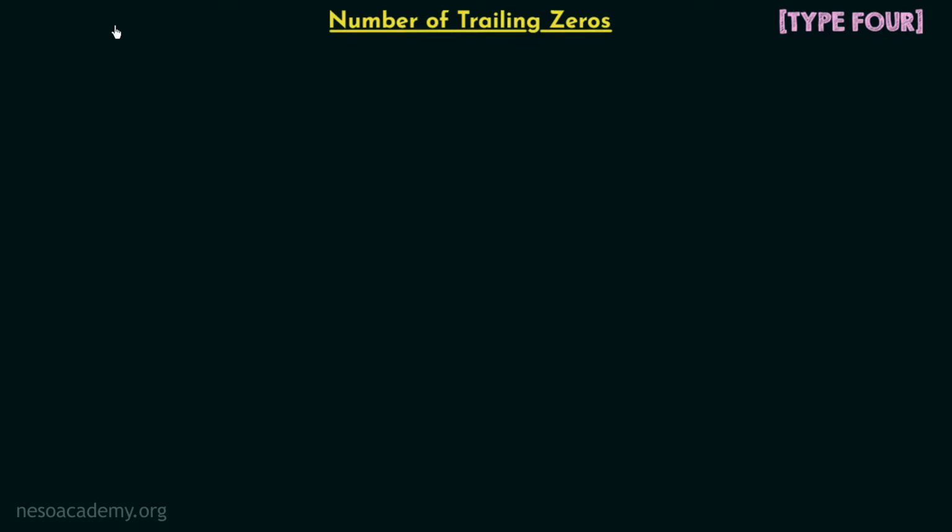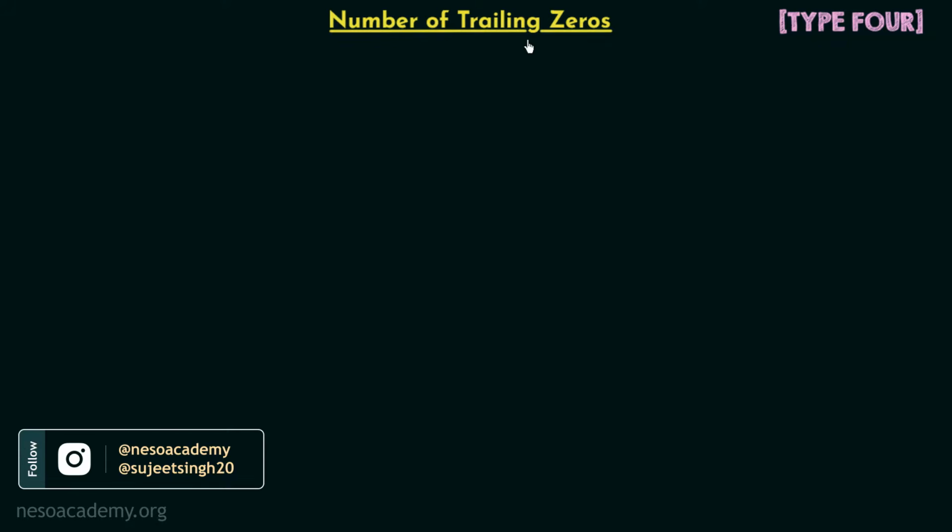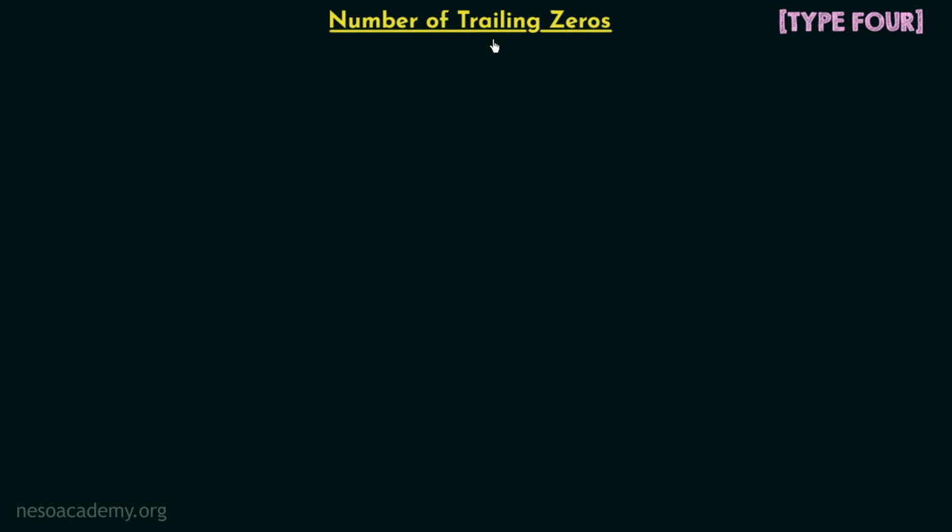In this lecture, we are going to understand how to calculate the total number of trailing zeros in a given factorial. Number of trailing zeros means number of zeros at the end. So we want to find out the number of zeros at the end of a factorial when it is solved. And from this topic, we will get our type 4 of questions in the chapter number system. So let us start our discussion.